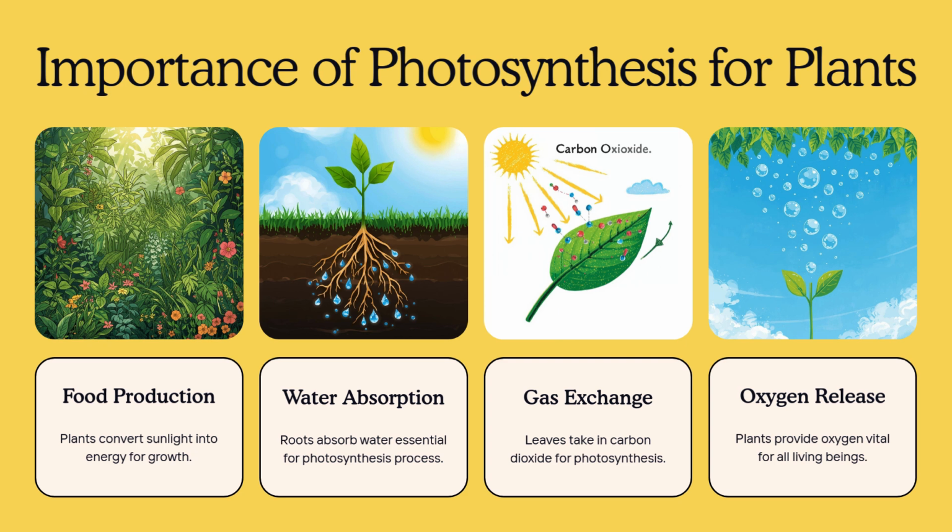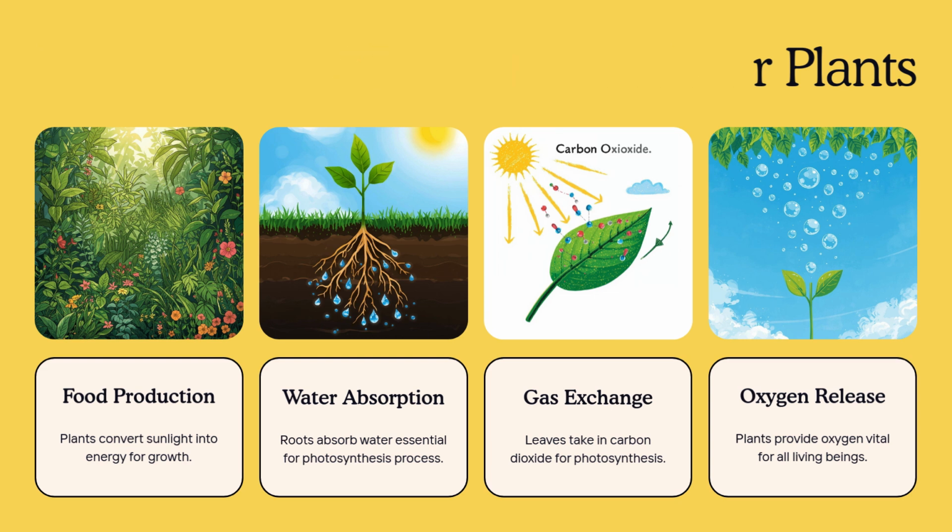Five: supports the entire food chain. Plants are called producers because they make food through photosynthesis. Animals and humans depend on plants either directly or indirectly for food, so photosynthesis supports life on Earth.